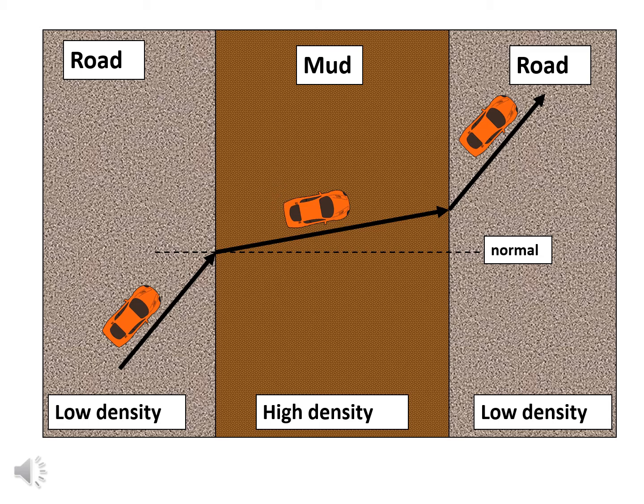And you can see that the angle on the road at first and the angle on the road afterwards are both the same, but because it's slowed down in the mud, the angle has changed. You can see a little dotted line there, that's the normal line, and you may notice that in the mud, the angle of the car is closer to the normal, and that's going to come in useful later on.